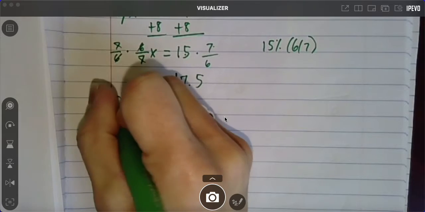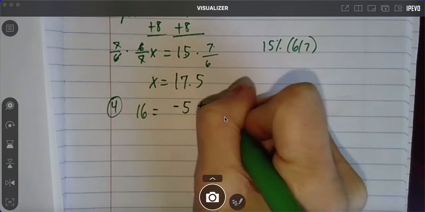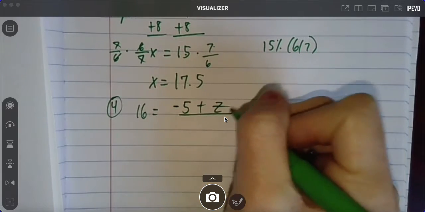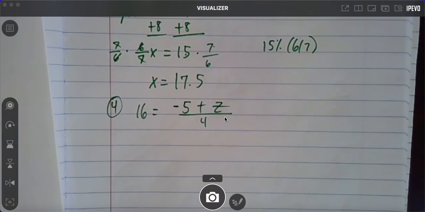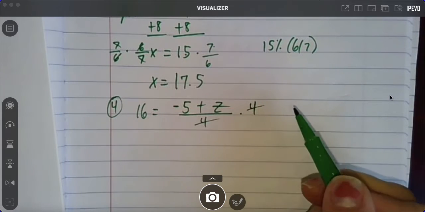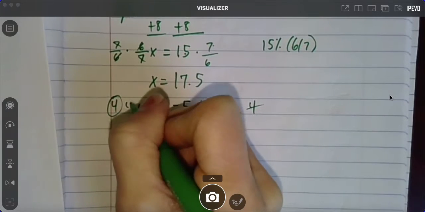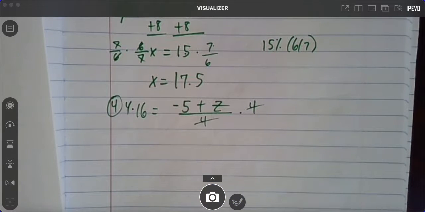Number 4. 16 equals -5 plus z over 4. Then what am I going to do? I have a big fraction. Yeah, multiply by 4. Let's get rid of that denominator. So I multiply by 4. Multiply 16 by 4. I'm sorry. All right. So I multiply by that denominator so that it goes away.